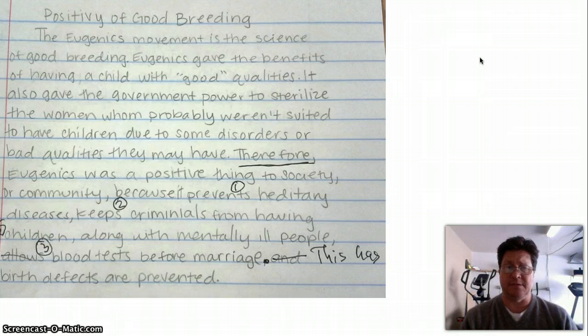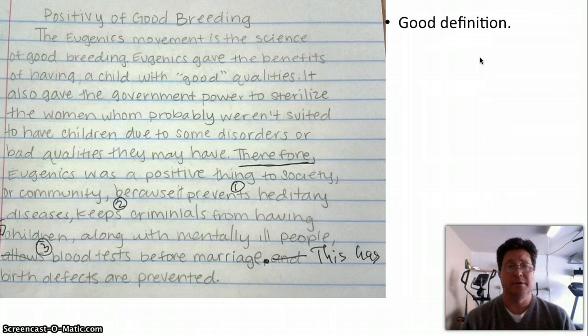So in this case, by the way, this is a great thesis. She's listed 3 points that are going to make her argument, and she's just doing a little bit of foreshadowing here where all of these things, the positive of eugenics, has prevented birth defects. I would save that for the next paragraph where you actually talk about this.